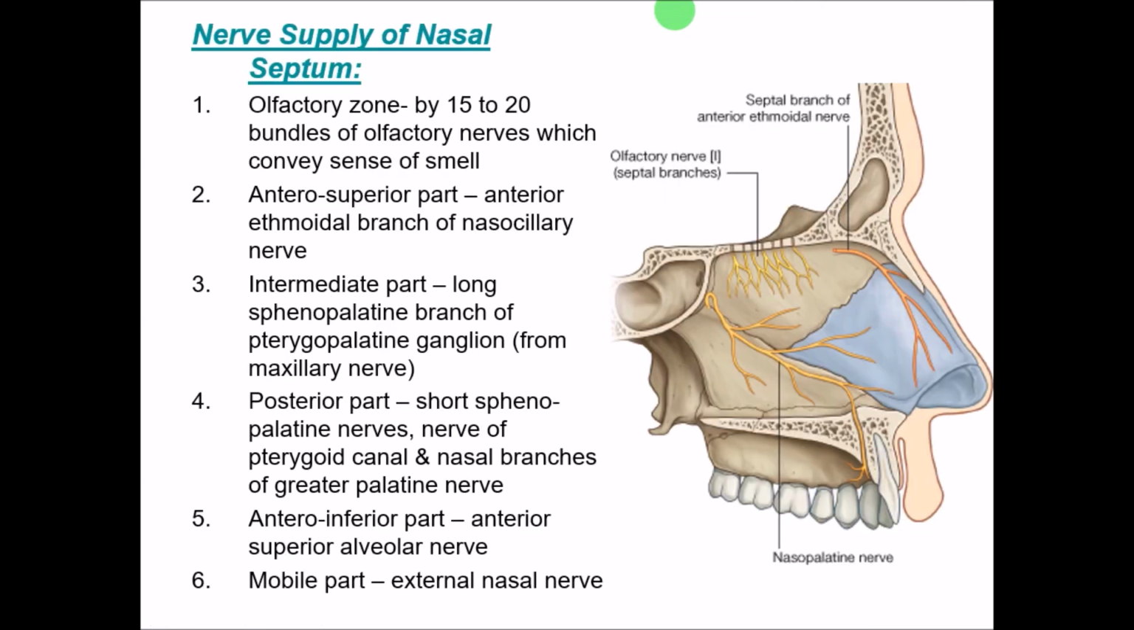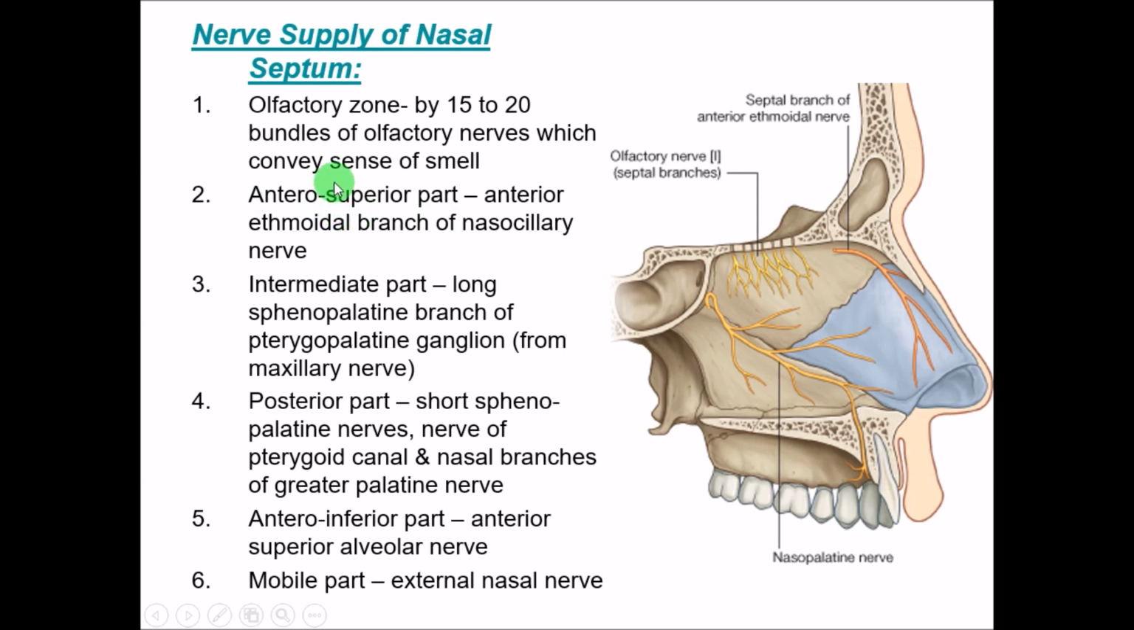Coming to the nerve supply of the septum. So this is the cribriform plate, and in the cribriform plate there are small holes through which the nerves will be coming here. Okay, these are called the olfactory nerves, or the septal branches of the olfactory nerve, the first cranial nerve. So this will be mainly for the sensing of smell, by 15 to 20 bundles of olfactory nerves which will convey the sense of smell. Okay, along with these nerves, we were talking about the small veins which might be draining into the cranial cavity, as well as the lymphatics also draining into the cranial cavity through the small holes in the cribriform plate.